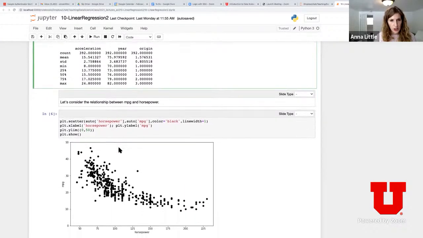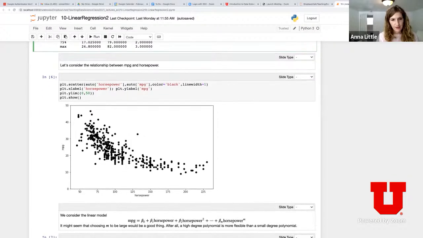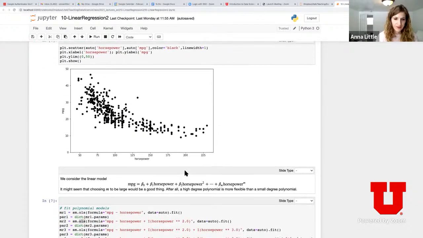Let's focus on the relationship between miles per gallon and horsepower, because it's got a slightly more complicated relationship than some of the data we were looking at last lecture. Definitely looks like we've got some curvature here. So here we're just plotting the horsepower versus the miles per gallon, and we see some noise, but definitely a strong shift between the variables.